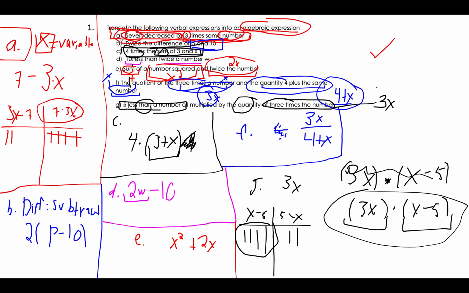So what we did today was we translated verbal expressions, which means a sentence, into an algebraic expression, which means having numbers and variables and things add together and multiply together. Whatever it may be, we're converting these sentences into algebraic expressions.